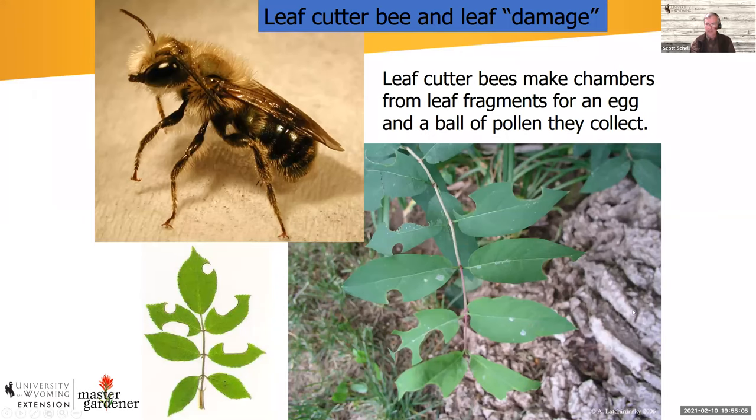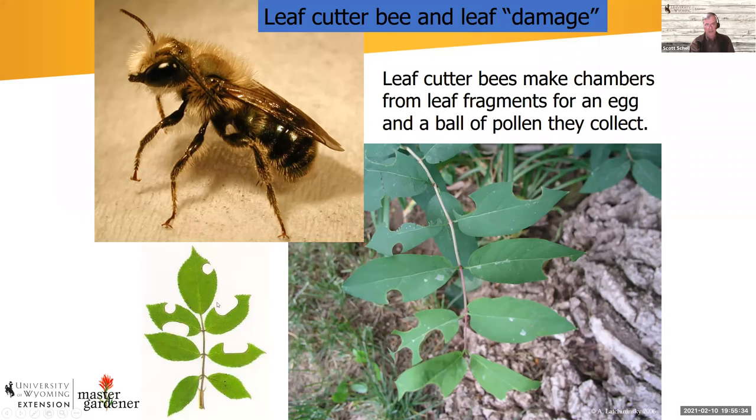Leafcutter bees, generally give them a pass because, you know, they do some damage on leaves, can be fairly extensive. It's thought that most plants, if they're otherwise healthy, can lose about 50% of their leaf surface and not be significantly harmed. Leafcutter bees, they're not eating that leaf tissue. They're using it to make little chambers, which they will provision with a ball of pollen and nectar and then lay their egg on it, the female will.